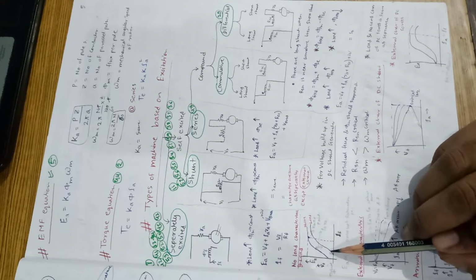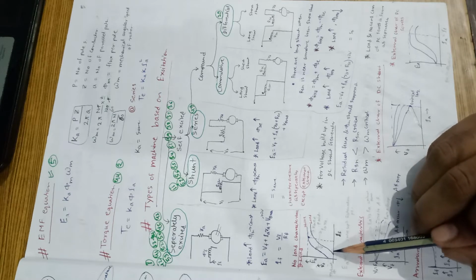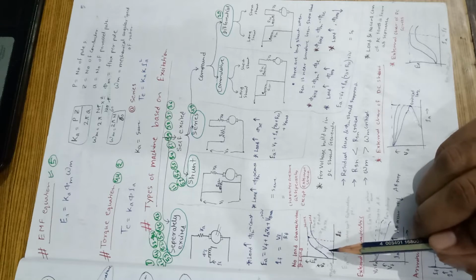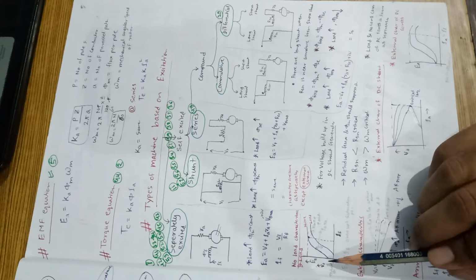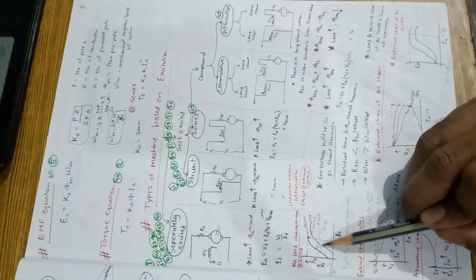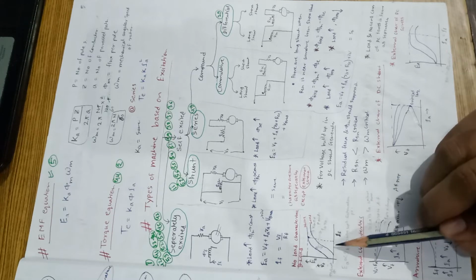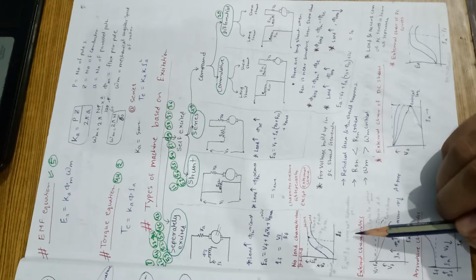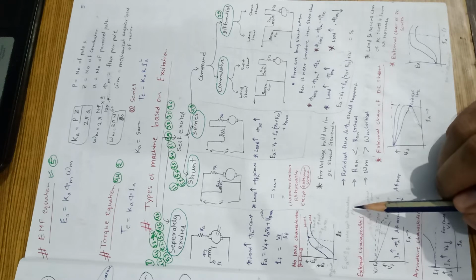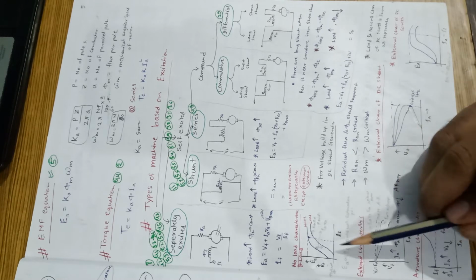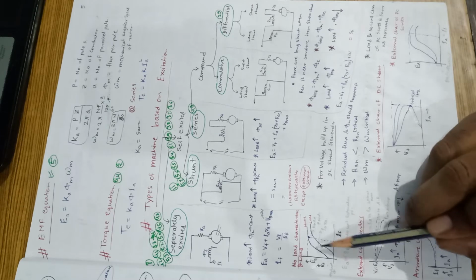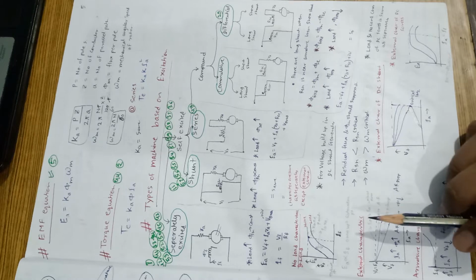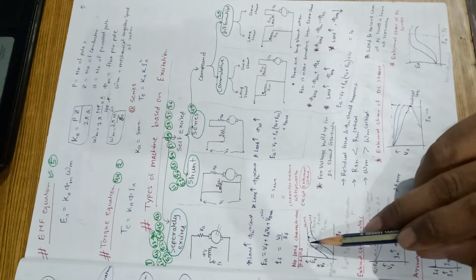When we connect a load, that is IA, due to the IA RA drop it will start from here. Everything will remain the same, VT versus IF. So this is the load characteristic and this one is the no load characteristic. EA is directly proportional to IF only up to the saturation point. After that EA will remain constant, whatever we increase in IF.